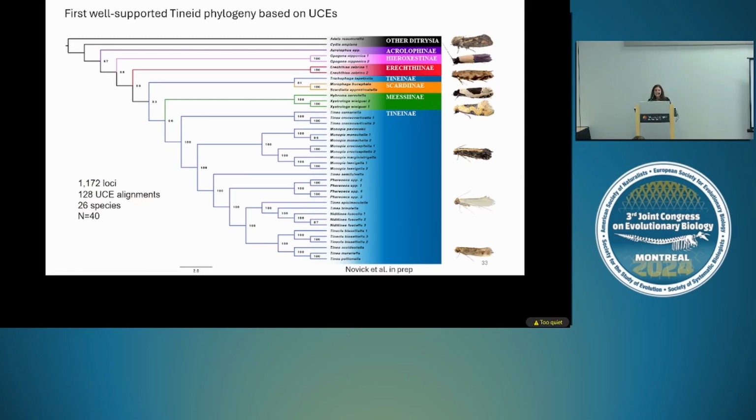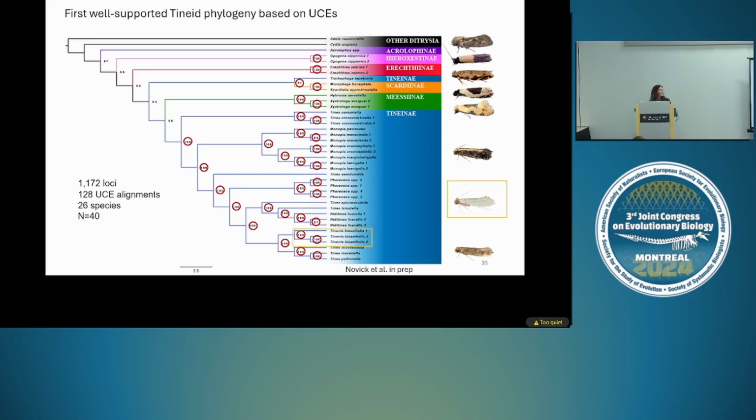So this is really exciting. It turns out that this method using UCEs worked really well, and we were able to fully resolve genus and species level relationships within Tiniidae in this maximum likelihood tree. This is a really well supported tree. I don't know if you can see it, but those bootstrap values are all hundreds, and confirm phylogenetic relationships. And it's really exciting because we previously didn't have any phylogenies based on nearly this large amount of loci.